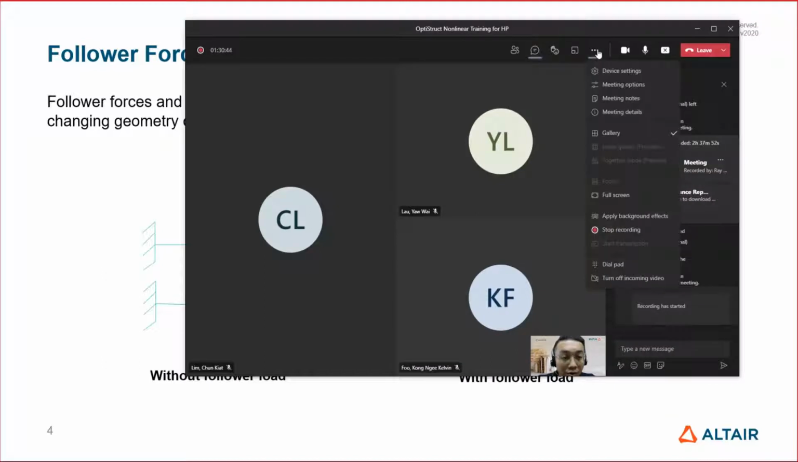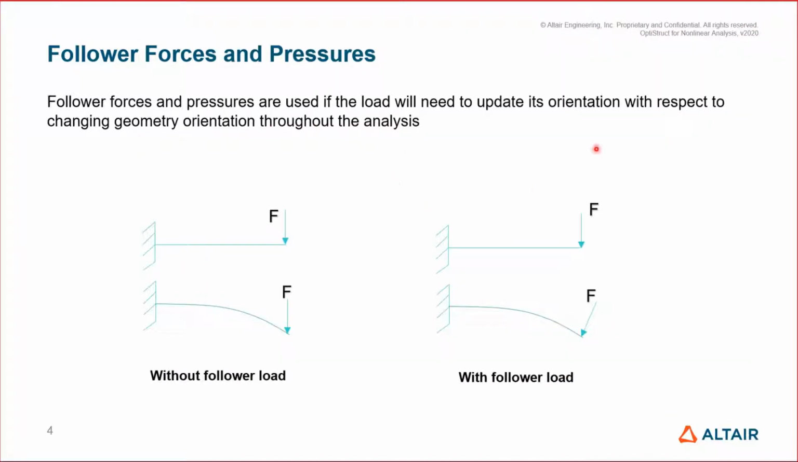Let me just double check the recording first. Okay. So a follower load is a load that would change with respect to the change in geometry. If you define your load at the beginning in this Z direction, and there's no follower load present, even though the beam has already bent by a lot, there's a really large displacement already, and it's caused a change in the original geometry, right? If your load doesn't follow the change of the geometry, that's why it's without follower, then your force will always be just in the Z direction, which is downwards, right? But if your force has follower load enabled, as the geometry is bending, you would see that your force will then follow that geometric change. Okay, so that's the purpose of turning on that follower load.